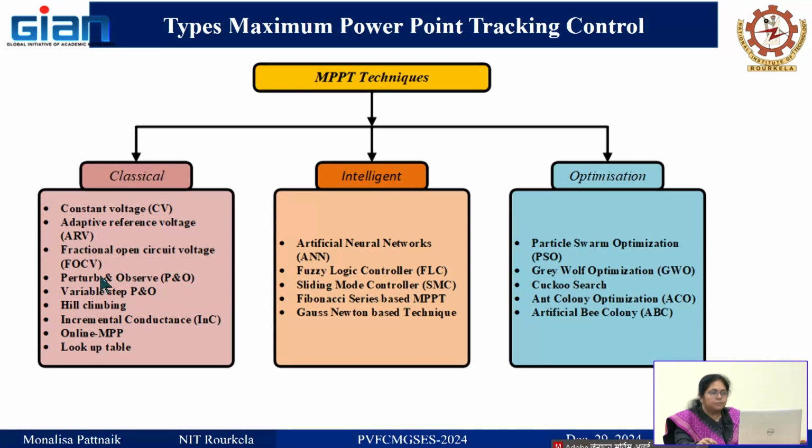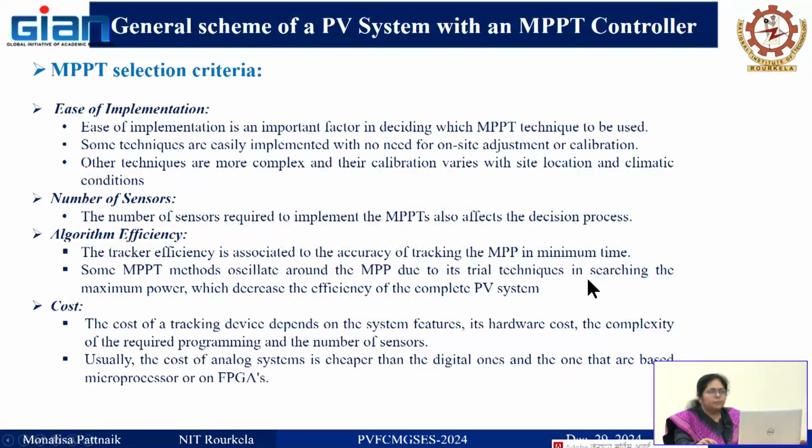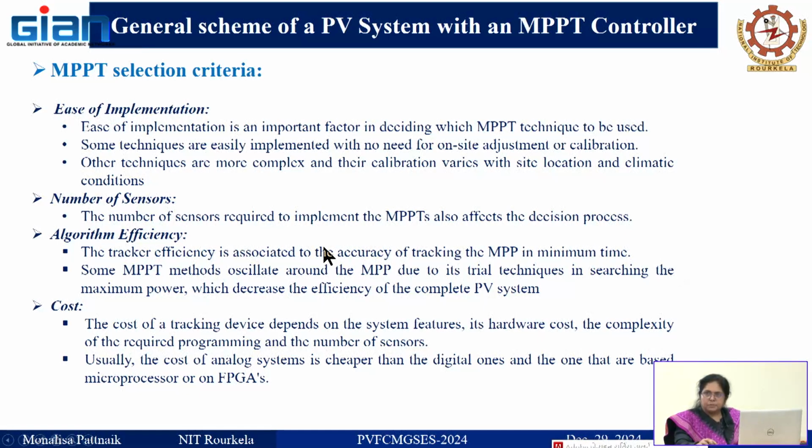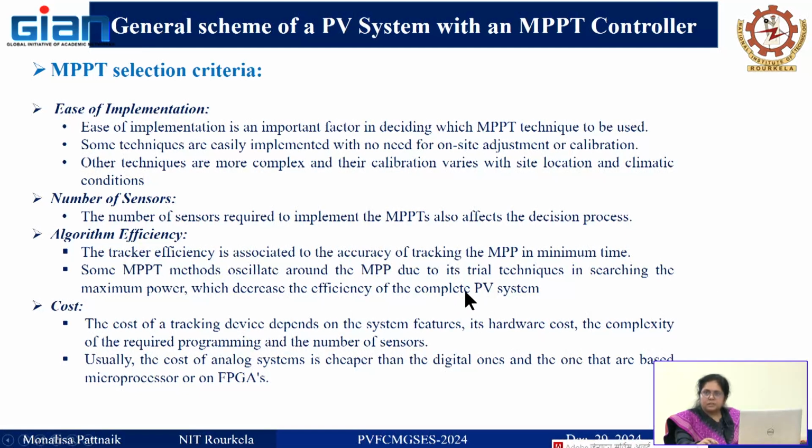For the PV system we have also tried the INC technique, the incremental conductance method. Hill climbing and P&O are described in different ways here, but the concept is almost similar, because you are perturbing and observing, or you are climbing a hill, so it is similar in nature. So this is about the different MPPT techniques available. Now, how to select the MPPT when we are going to do the simulation or implementation?